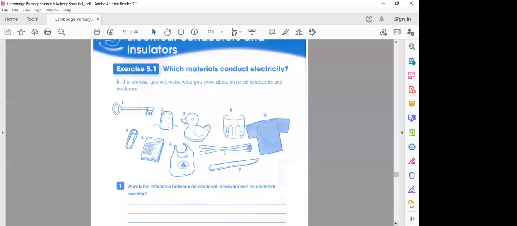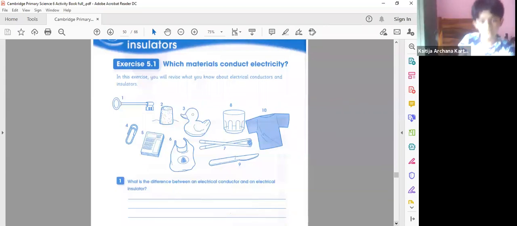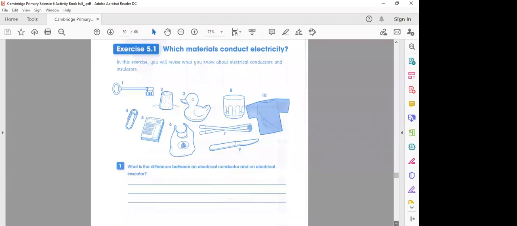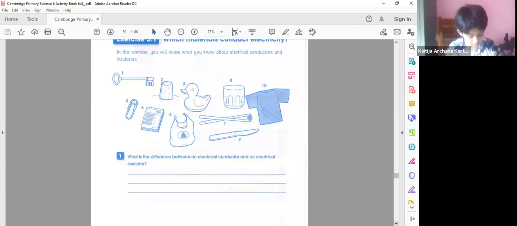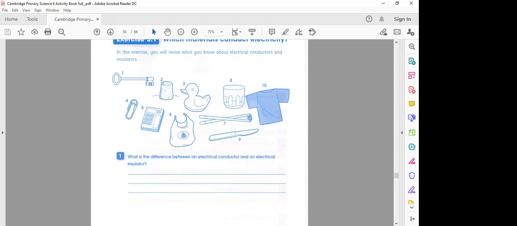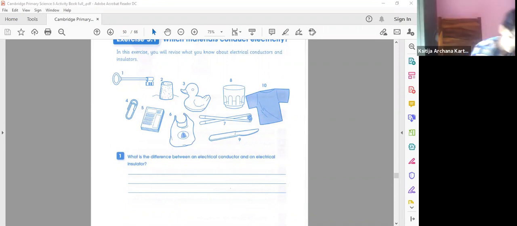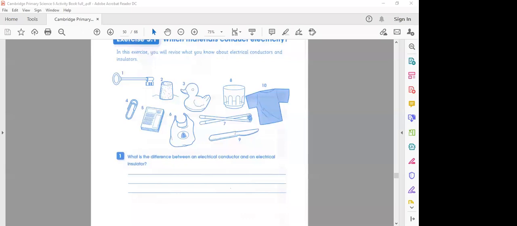Okay. Kshitija, I know you have written the answer correctly for at least the first question, 5.11, right? What is a conductor and what is an insulator, isn't it? A conductor conducts electricity or allows the electricity to pass; an insulator does not conduct electricity or allow the electricity to pass. Correct? Yes, ma'am.